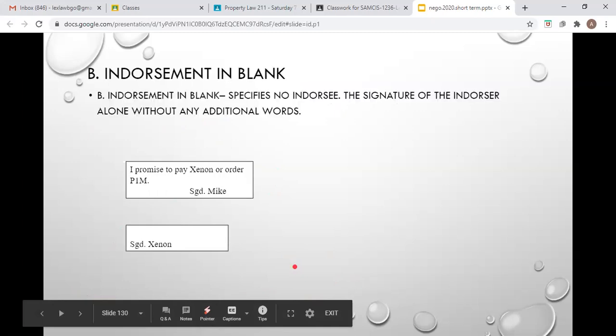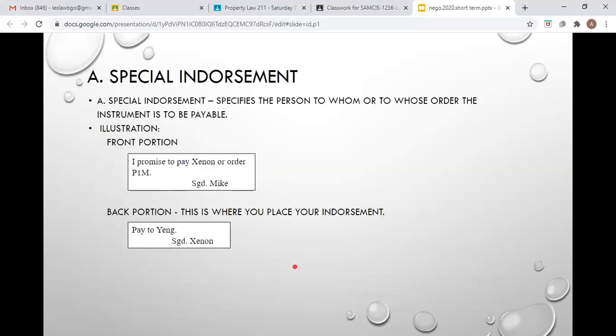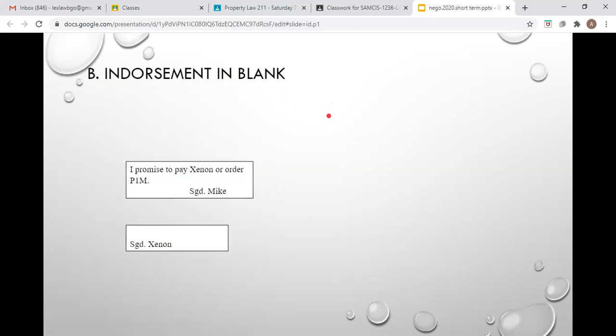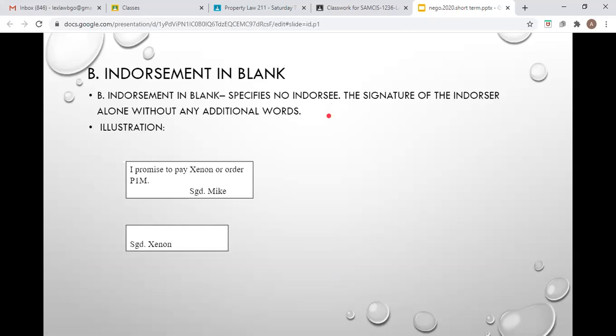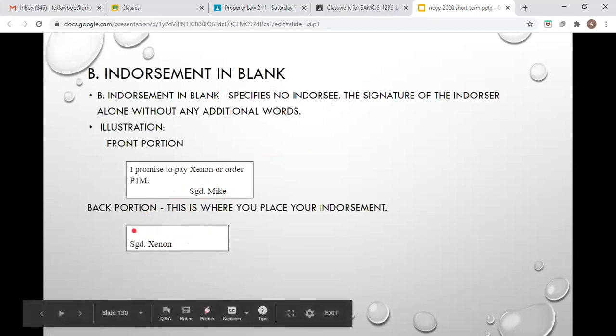Okay? Now, how about endorsement in blank? In a special endorsement, the name of the endorsee is specified, the endorsee has been clearly indicated in the instrument. In a blank endorsement, only the signature of the endorser is present. No additional word. So, front portion, I promise to pay Senon or order 1 million, sign Mike. And then at the back portion, where you have indicated your endorsement, Senon here, our payee, did not make use of additional word. Wala na yung nakasulat dito na pay to. Wala na. It's just his signature alone without any additional word. In which case, this is now what we call a blank endorsement.